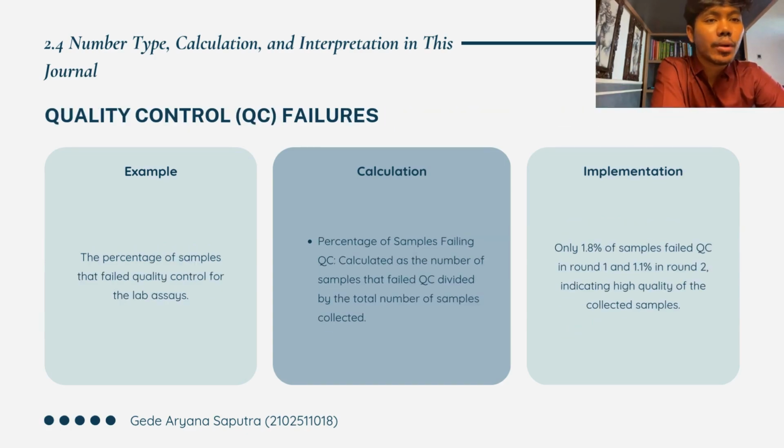The fifth number type is quality control failures, which is the percentage of samples that failed quality control for the laboratory assessed. The percentage of samples failing is calculated as the number of samples that failed quality control divided by the total number of samples collected. The implementation of the results: only 1.8% of samples failed quality control in round 1 and only 1.1% in round 2, indicating high quality of the collected samples.